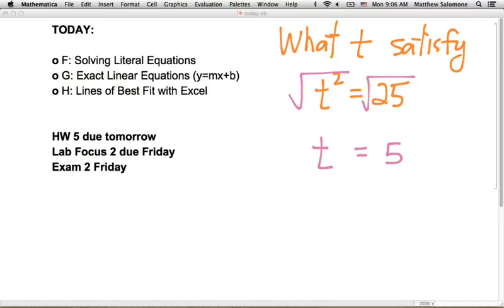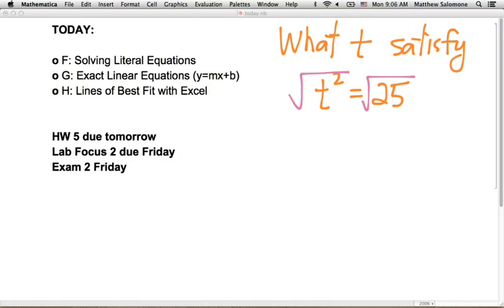Anyone take issue with this? It can be -5 too. Right, t could be -5. So this is my self-indulgent point. And in fact, it's so self-indulgent that even the authors of this book that we're using seem to have missed it at one point. So what I'd like you to do, how should we have done this problem to avoid missing that negative answer?